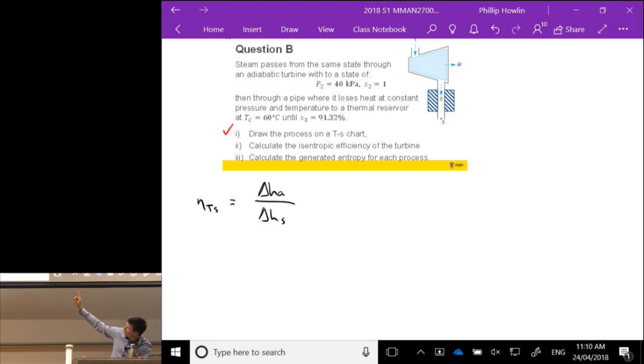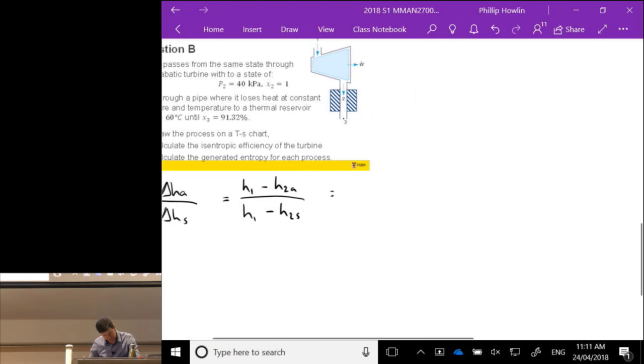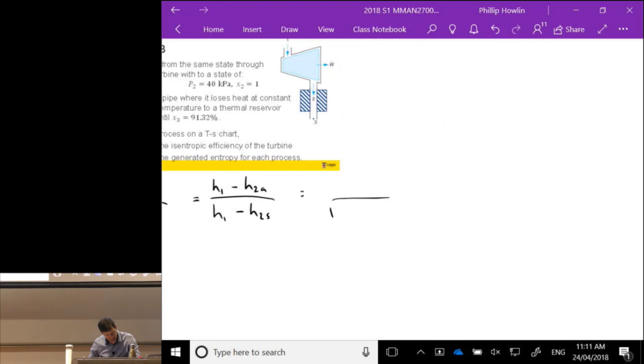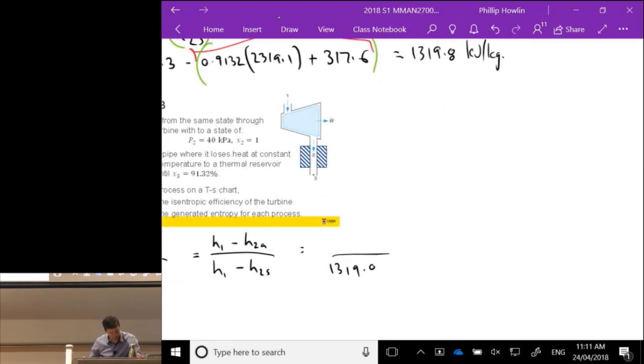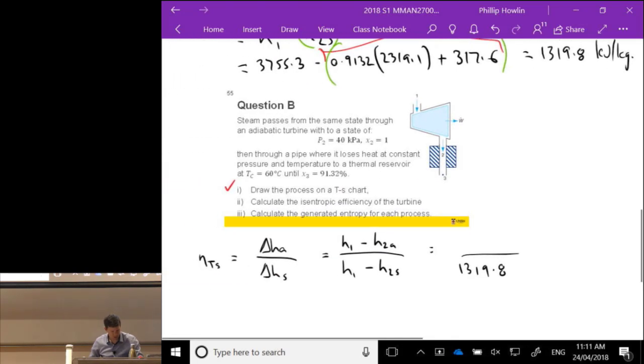Yeah, so you get less power out than you want, and that gives you a ratio that's less than 1. Literally, I do that every time, I just check. So we know that we've got an H1 and an H2 actual, and an H1 and an H2 isentropic. And we know the number at the bottom is 1319... 0.8. Excellent.